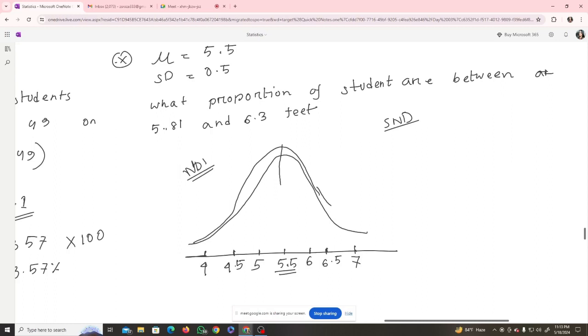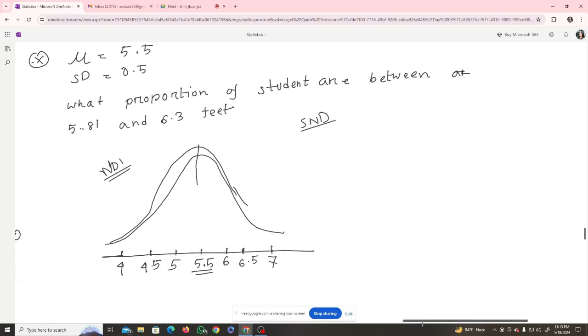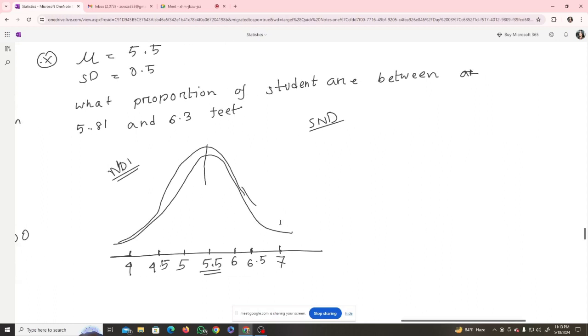It is also okay if I don't draw the distribution for this table, because by incorporating these values into the z score, you will automatically find the standard normal distribution information that you need to solve this question. So in this question, 5.81, which falls somewhere between here, and 6.3, which falls somewhere between here, you have to find this value, don't you?